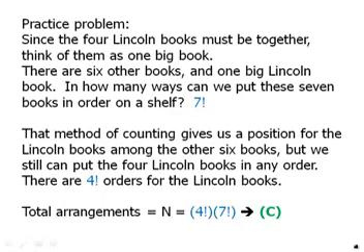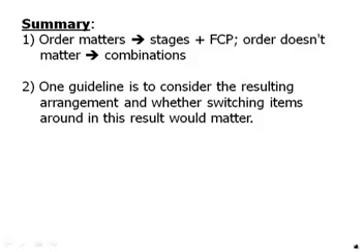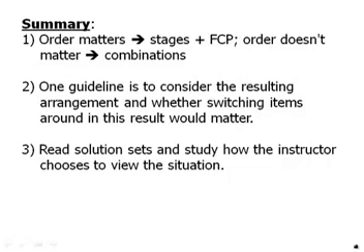Notice, incidentally, we can't simplify that any further. We have to leave that as 4 factorial times 7 factorial. In summary, if order matters, we break it into stages and just use the ordinary fundamental counting principle. If order doesn't matter, we use the combinations approach. One guideline is to consider the resulting arrangement and whether switching items around in this result would matter, whether it would meaningfully make some kind of different arrangement. That's one possible guideline to use.